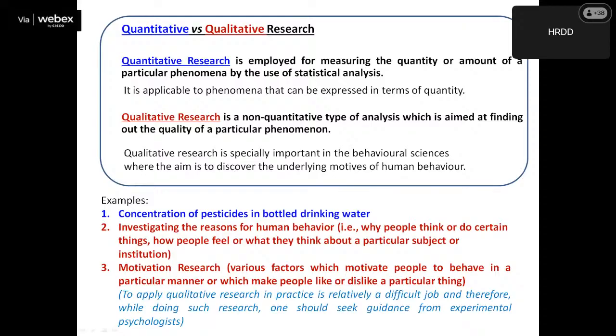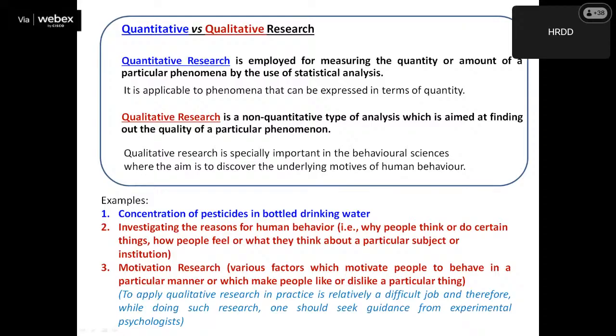So qualitative research. Qualitative research is a non-quantitative type of analysis, while quantitative research is employed for measuring the quantity or amount of particular phenomena by use of statistical analysis. So this is the difference between qualitative research and quantitative research.